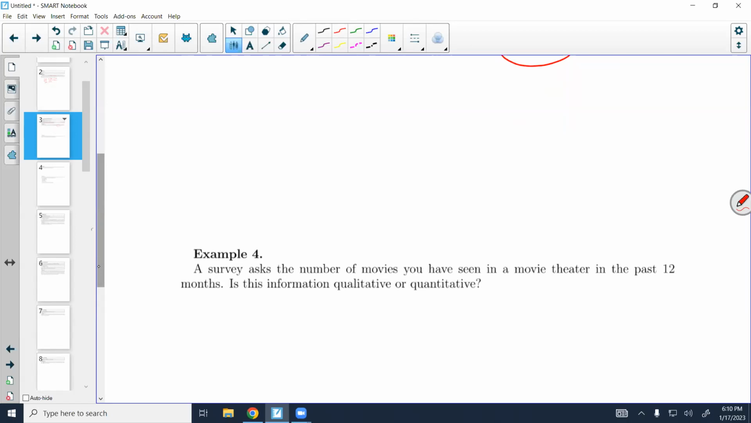The survey asks the number of movies you've seen in a movie theater in the past 12 months. Is this information qualitative or quantitative? Quantitative, right? Because I can ask everybody in here, how many movies you've seen in the last year? Then I can take those numbers and add them up or divide and find the average number of movies you saw. So it is quantitative.